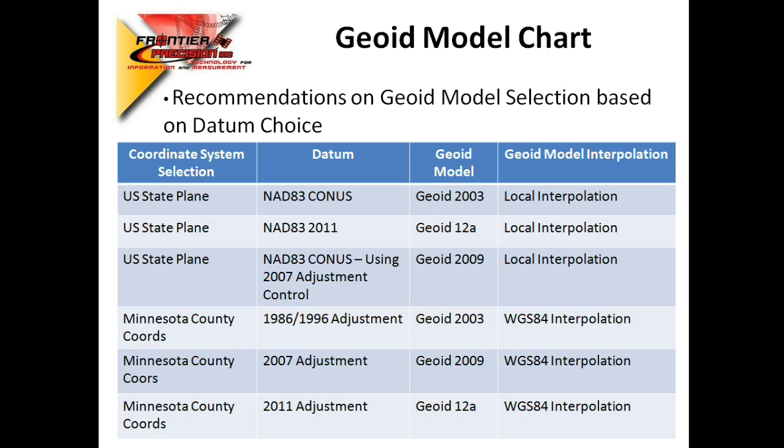And then the datum, if you're using 86 or 96 adjustment, we recommend you use the 2003 Geoid model. And just like state plane, 07 matches up well with 2009 Geoid, and 2011 matches up best with the Geoid 12A.